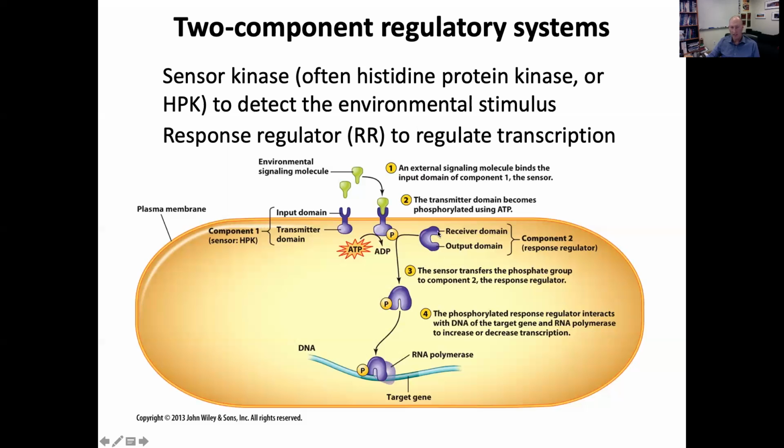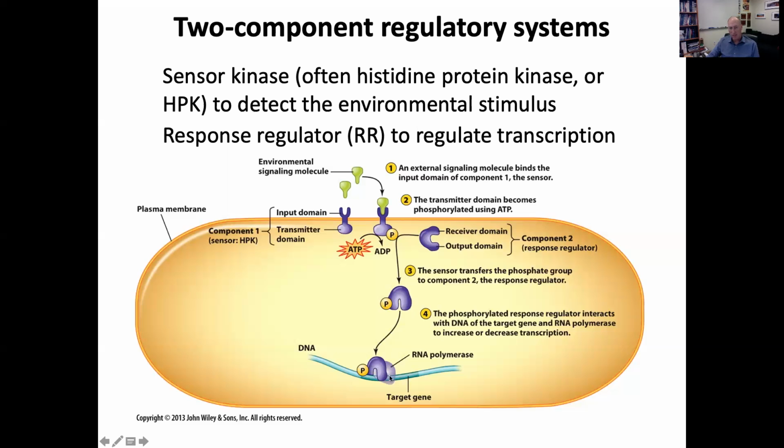So this is the second component, the response regulator. So you have the sensor kinase and the response regulator. That phosphate gets transferred onto this receiver domain, and then most of these are transcription factors. So that allows it to go and bind to the DNA and do its job. Now its job might be to help transcription or to hinder transcription.